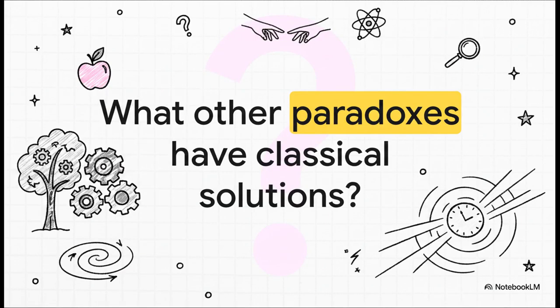Which leaves us with this final, thrilling thought to ponder. If something as notoriously paradoxical as relativity is actually just a logical, intuitive extension of classical Newtonian mechanics, what other paradoxes in modern physics might be hiding simple, intuitive, classical solutions, just waiting for us to uncover them? It really makes you want to rethink everything you know about how the universe works, doesn't it?